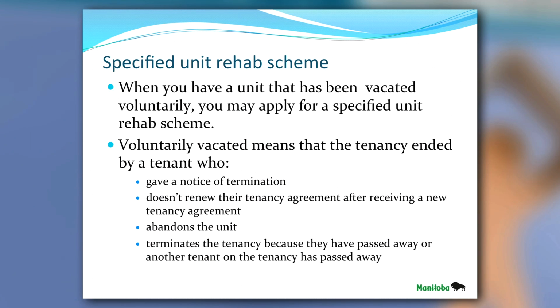There's also a unit-by-unit rehab scheme. So if you don't want to rehab your whole complex, but you want to just renovate one unit, the tenant has to have voluntarily vacated the rental unit. So you can't apply for a unit-by-unit rehab scheme if you've terminated the tenant for any reason. The tenant has to tell you that they're ending the tenancy voluntarily. So you're looking at if the end of the lease is over and they're not renewing, that's a voluntary vacate. Or if they've asked you to get out of their lease early and you're agreeing, that's all done in writing, that's a voluntary vacate.